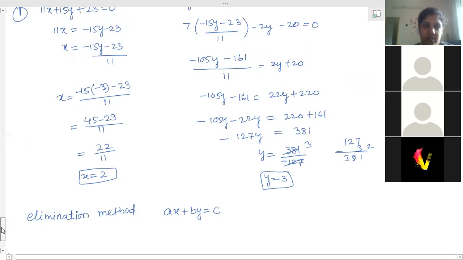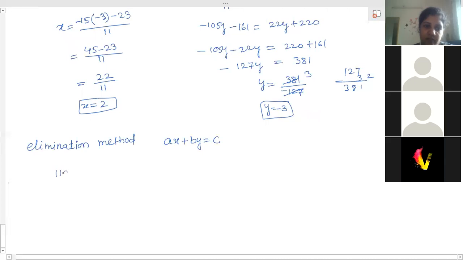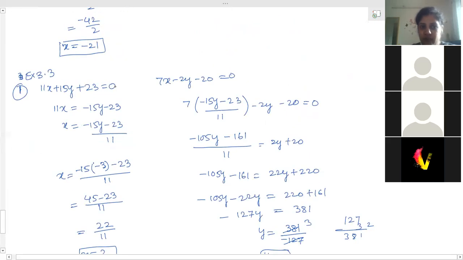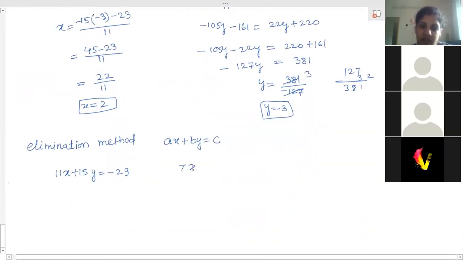So equation is 11x plus 15y is equal to minus 23. So this is plus 23. We will transfer on other side. It will be minus 23. And this is minus 20, will go to other side. It will become plus 20. So second equation is 7x minus 2y is equal to 20. Okay. This is the first equation and this is second equation.